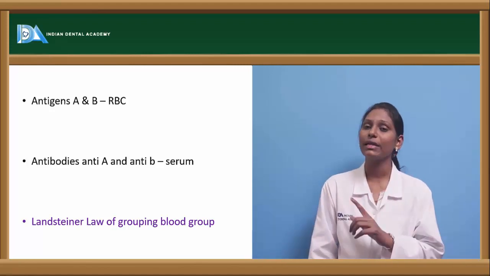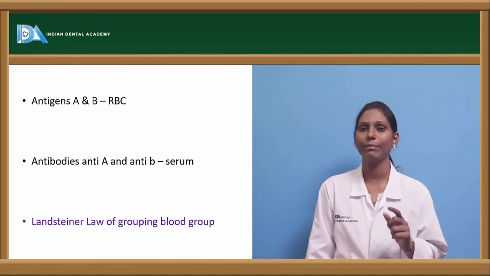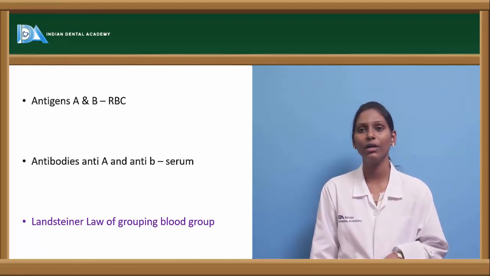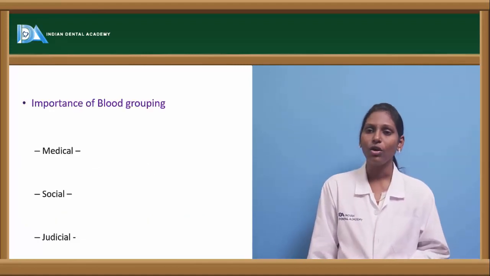However, when we are talking about Rh grouping, it does not follow rule number 2. It only abides by rule number 1. It is an exception there. So this is about the Landsteiner law of blood grouping.